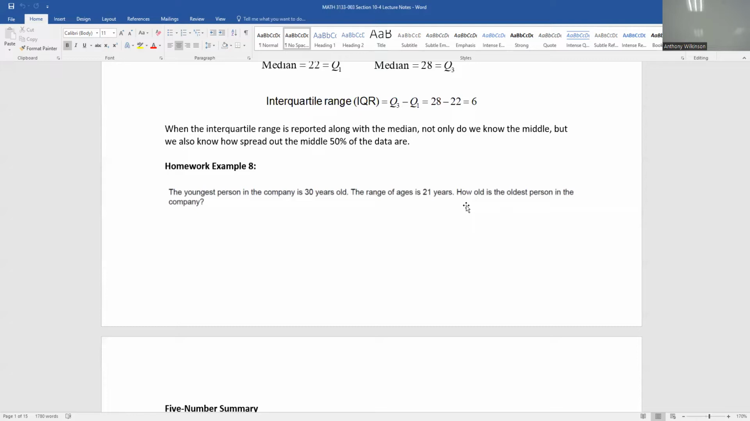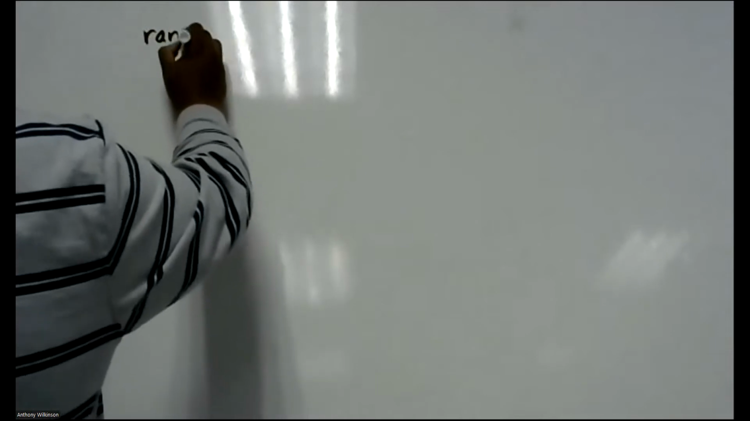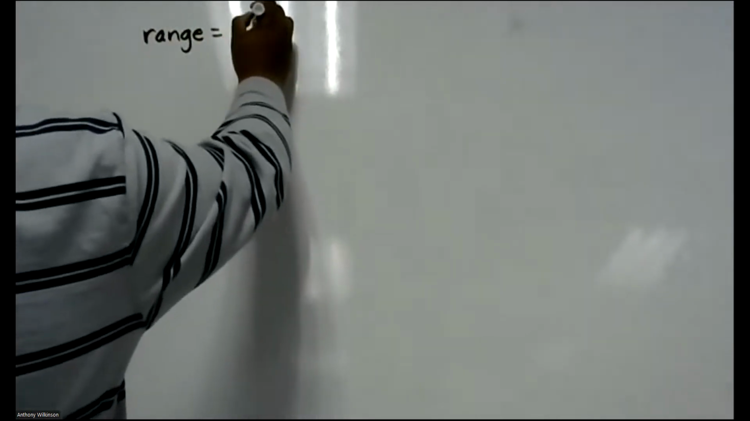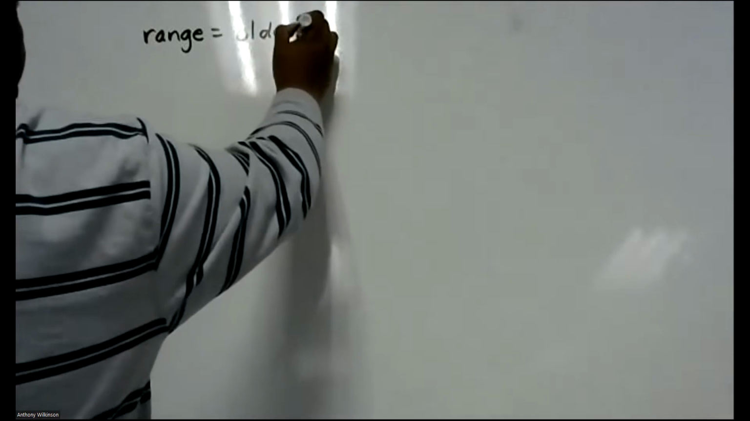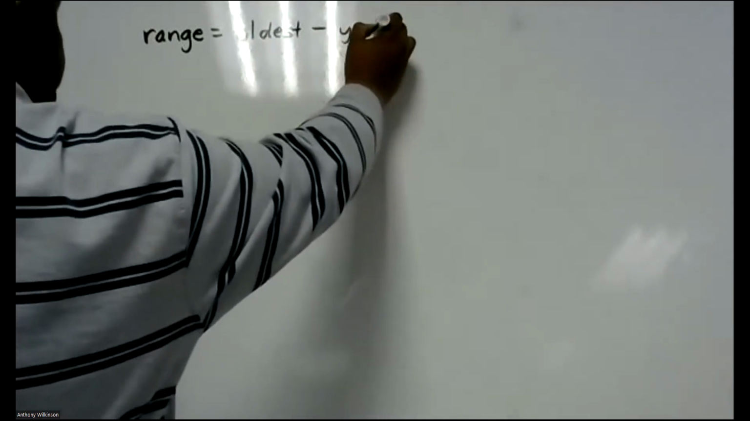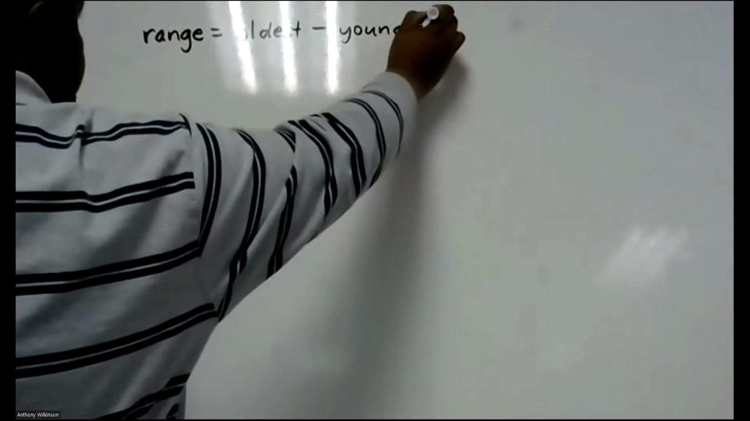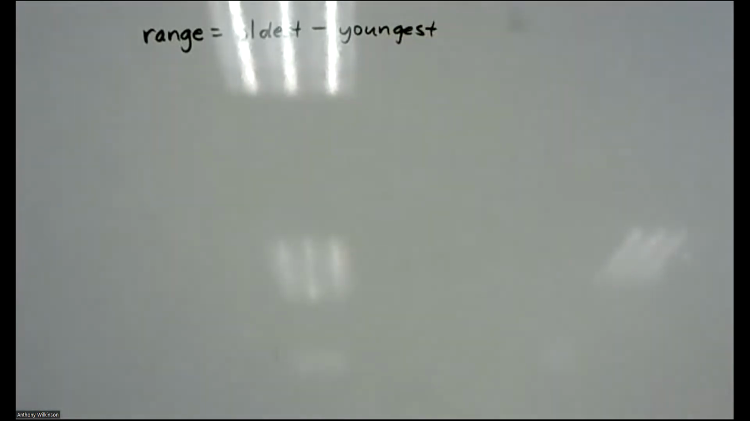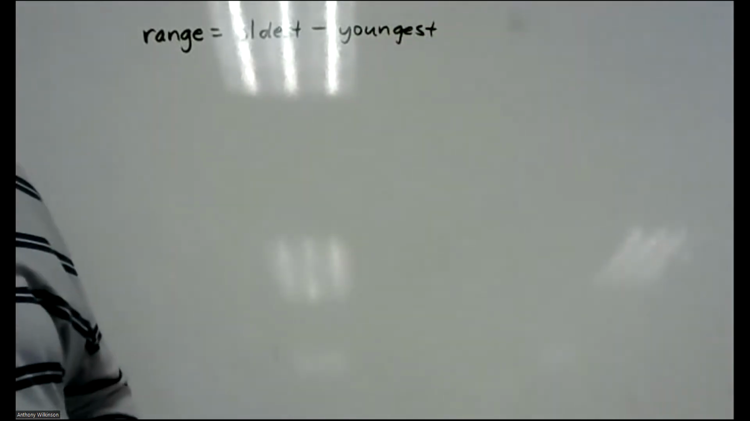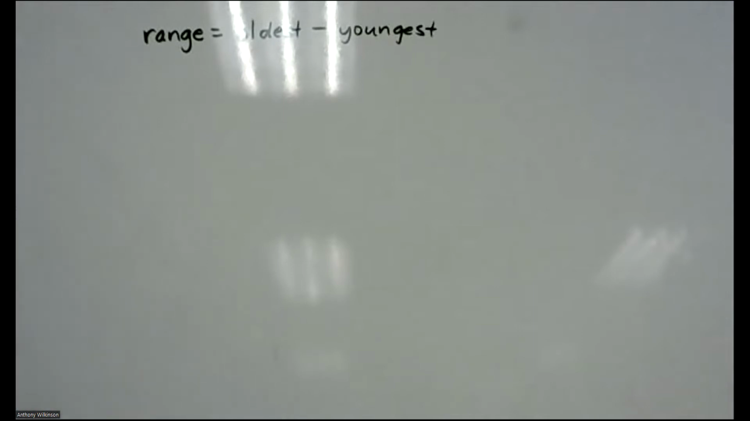Okay, so in this case, when we find the range of ages, that's just going to be the oldest age minus the youngest age. Now, in that problem, we are told that the youngest person in the company is 30 years old.